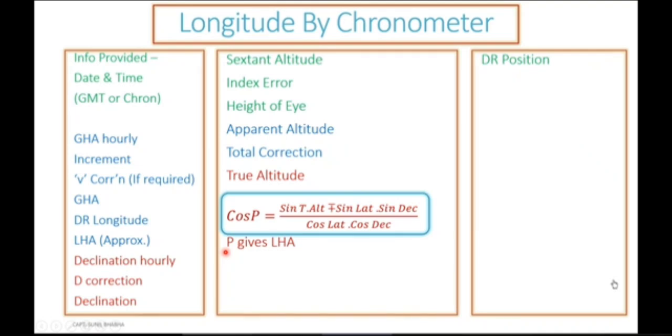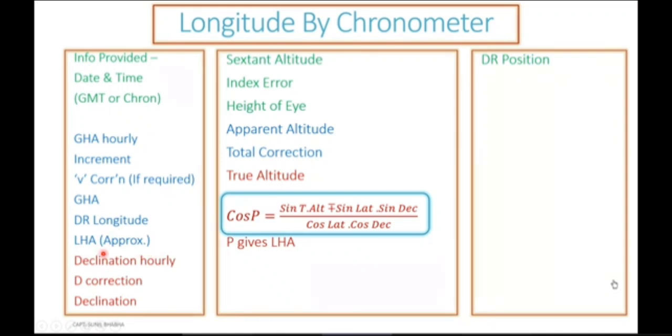This doubt does not arise when we find the value of P from LHA, because we know that when LHA is less than 180, P is equal to LHA. When LHA is more than 180, P is equal to 360 minus LHA. But in this case, the value of LHA is not known to us in the first place. So we don't know whether P will be equal to LHA or 360 minus LHA. So how to determine? This is where the approximate LHA comes to our use.